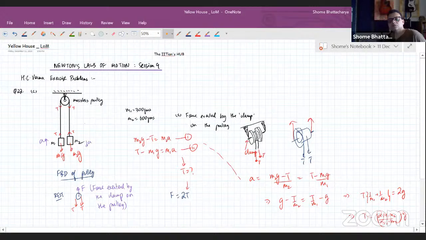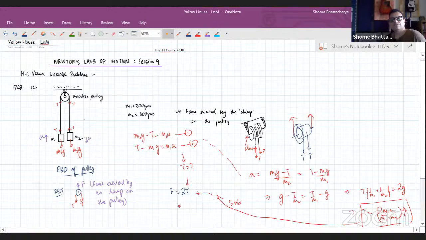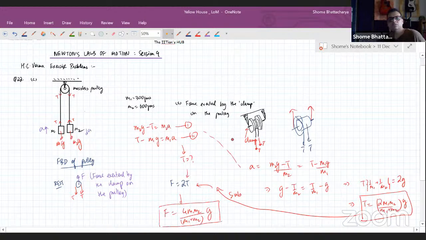So once you get this from these equations, and of course you will substitute the values of M1 M2, you substitute this here in this equation, and you will get the force as 4 times M1 M2 divided by M1 plus M2 times G. Now you just numerically substitute M1, M2 and G, and you will get that force.